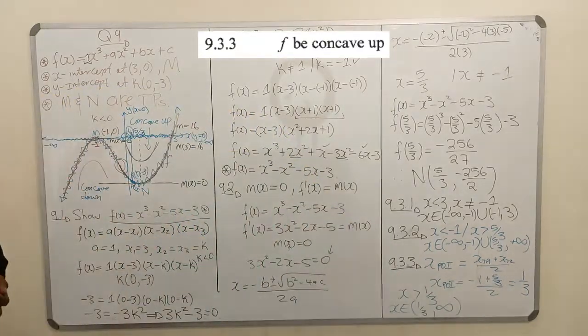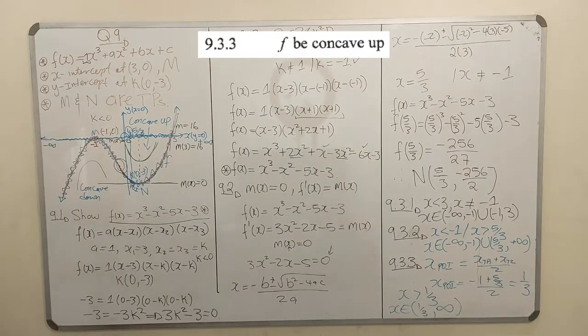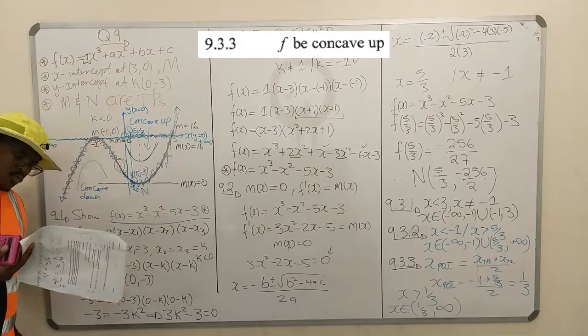That's where our function is concave up. It's concave up after 1 over 3, which is the point of inflection. And I'm done with 9.3.3. We'll go to 9.4.